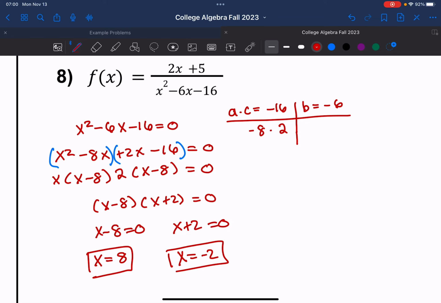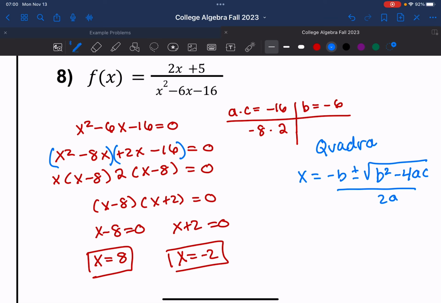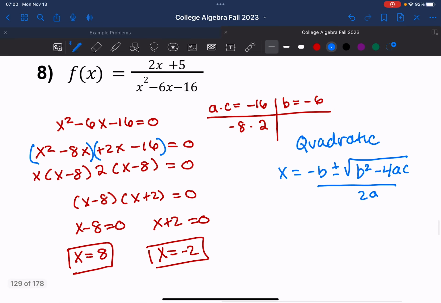So if we wanted to do the quadratic formula, what was that again? Is it that negative b? Yes, it's x equals negative b plus or minus the square root of b squared minus 4ac all over 2a. And that will find the same answers? Exact same answers, yes.